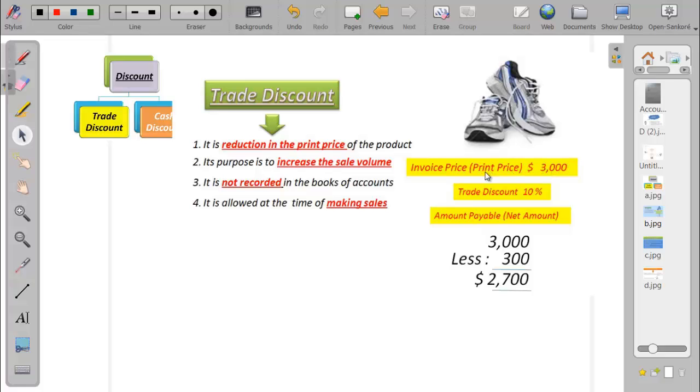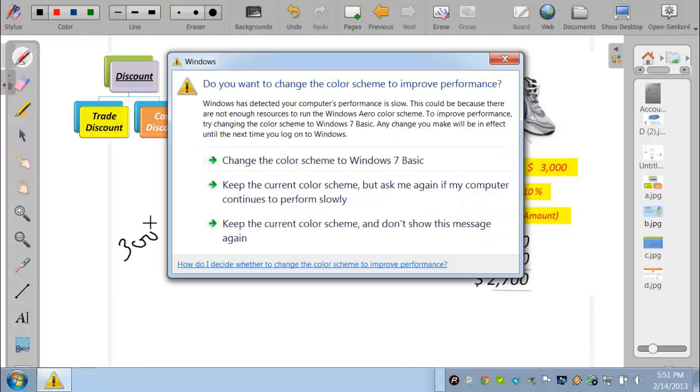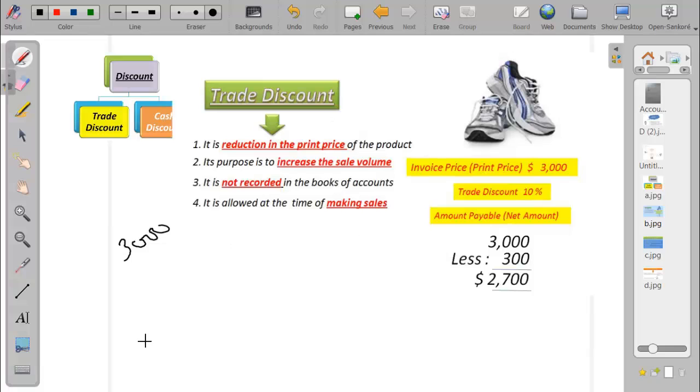3000. This is the printed amount. Getting my point? Then immediately I asked the shopkeeper how much discount he will offer me. So he told me that we will give you discount 10%. So 3000 is the print price, the printed amount, and it's 10%. Tell me how much? 300. Agree? So what is the net amount? 2700. So this deduction, this 300, is known as what? Trade discount. This is the trade discount.